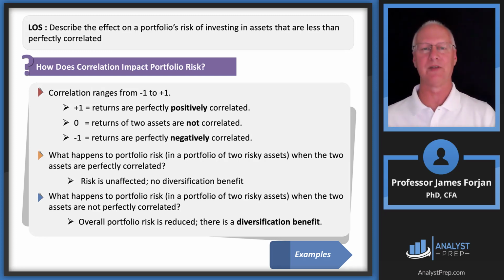Now we have a couple of slides here about how correlation impacts portfolio risk, and you'll love some of these examples. So the question then becomes, we know that correlation goes from -1 to +1. +1 means positive correlation, so there are some diversification benefits, but not perfectly, all the way down to a -1 where we just have the opposite, and then 0 where the two assets are not correlated.